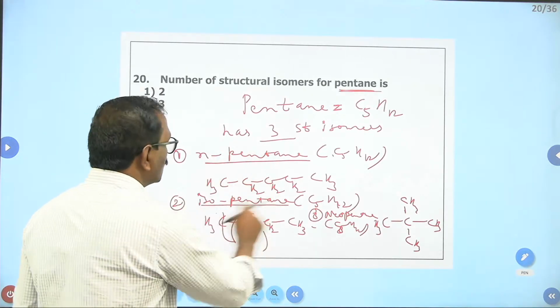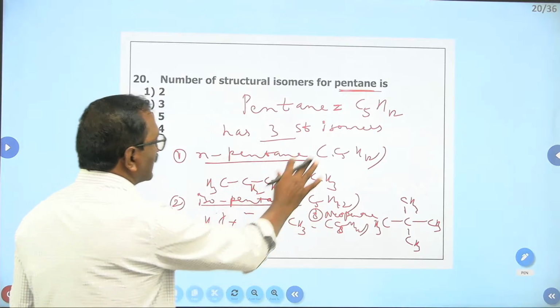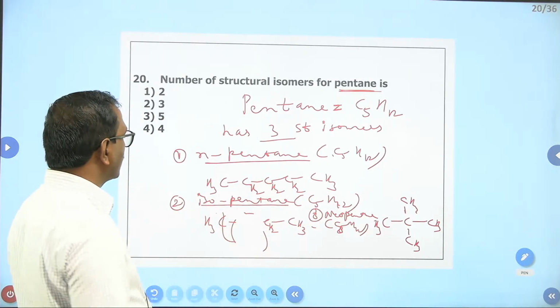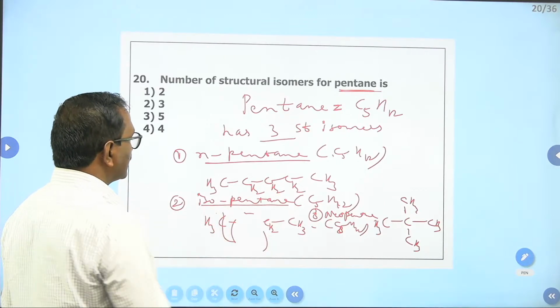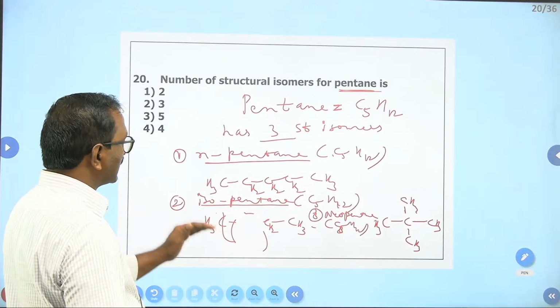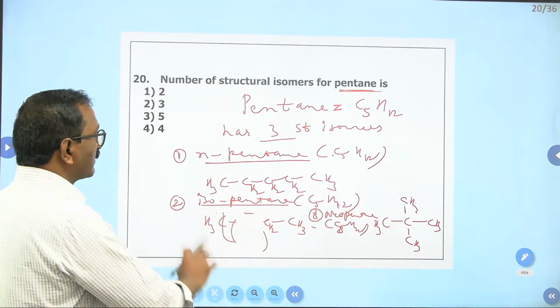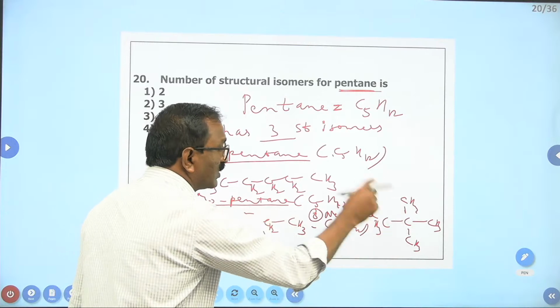See, 1, 2, 3. These are the compounds having the same molecular formula but differing in the carbon chain. In the first case, all the carbon atoms are in a straight line. In the second case, only 4 carbon atoms are in a straight line. In the third case, only 3 carbon atoms are in a straight line. In the second case, 1 branch. In the third case, 2 branches on 1 carbon atom.